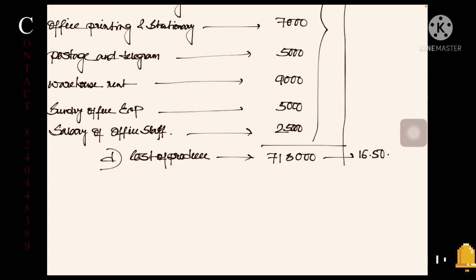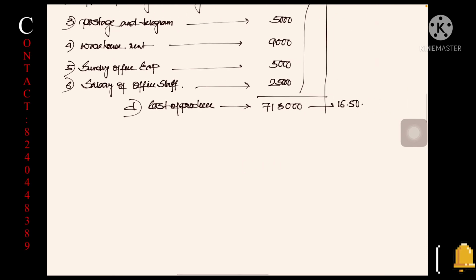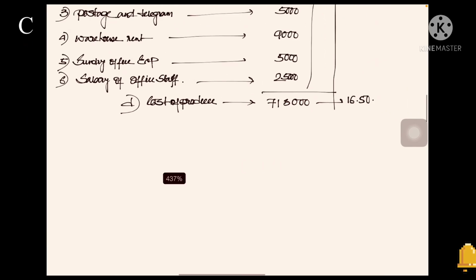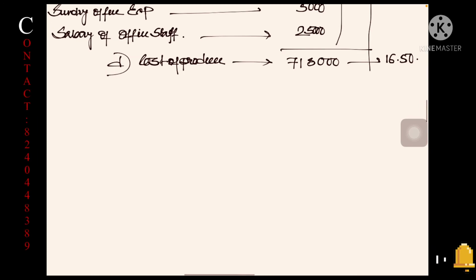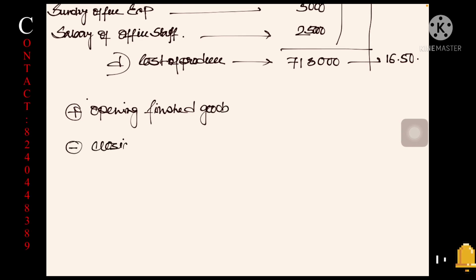Now up to there everything is clear. Now the next point is, sir, after we calculate cost of production, how do we calculate cost of goods sold? Very simple. We have to add opening finished goods, and we have to deduct closing finished goods.